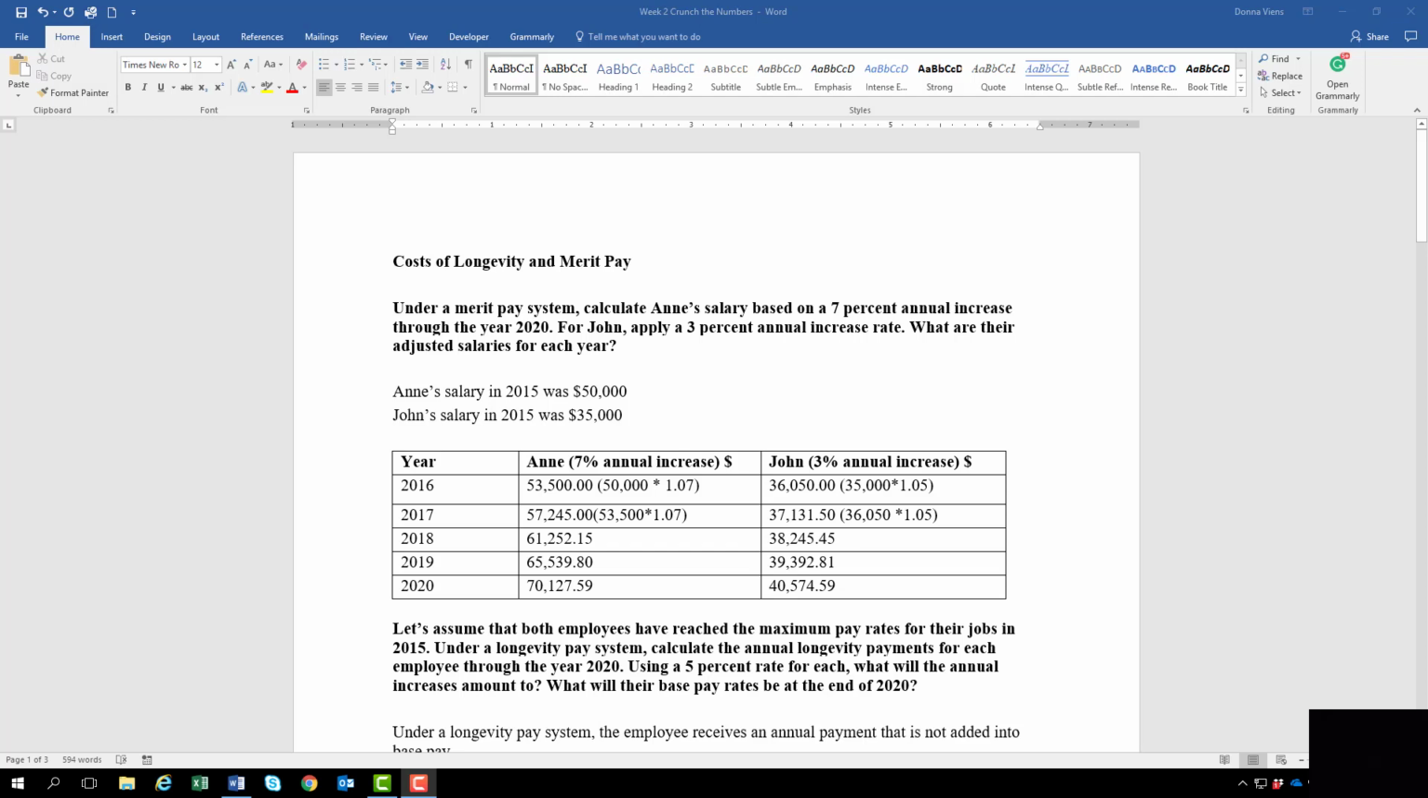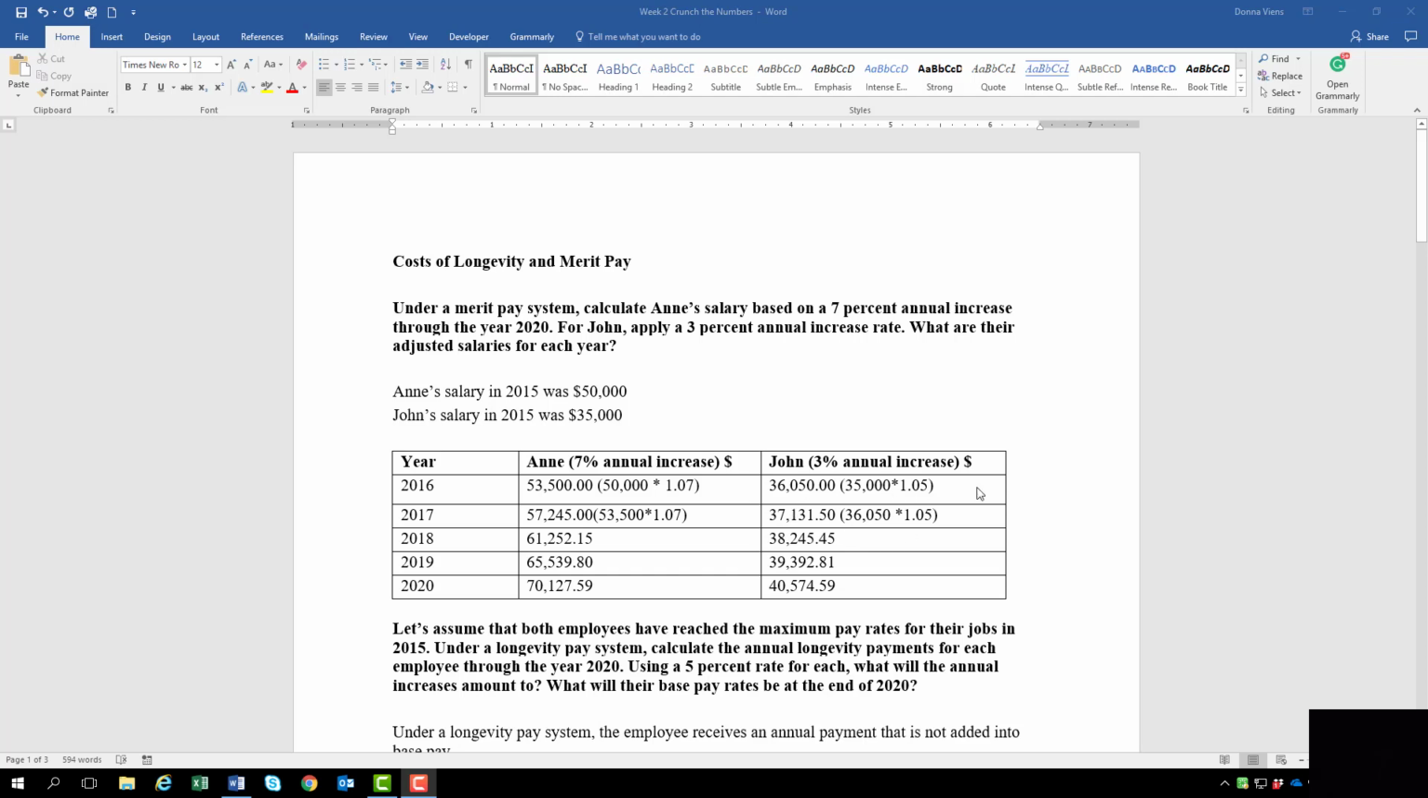In this case, I put a little table together: 2016, 17, 18, 19, and 2020. I started with the $50,000 in 2015 and multiplied that by 1.07. Remember, anytime you want to find the total amount after an increase, you multiply by the 1, which is itself, plus the percentage. So 1.07 will give you the amount with a 7% increase on $50,000, and I come up with 53,500.